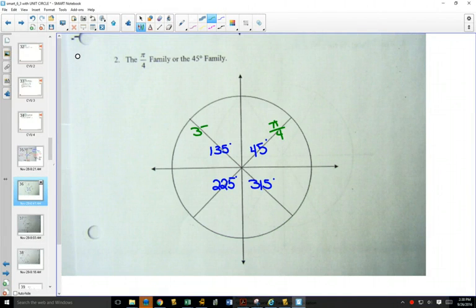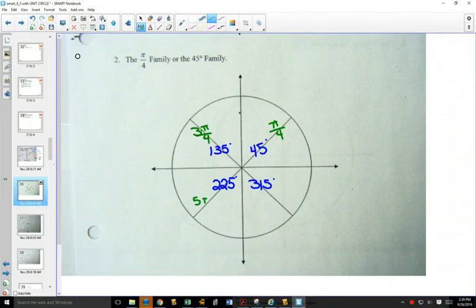3 pi over 4. Now, how did you come up with that? Good. So if you broke this into 45 degrees, does it make sense that this breaks this into 4 equal segments? So he just sort of counted them. This was 1 pi over 4. This would be 2 pi over 4. This would make this 3 pi over 4. So the counting of segments works really well here. How much would the next one be?